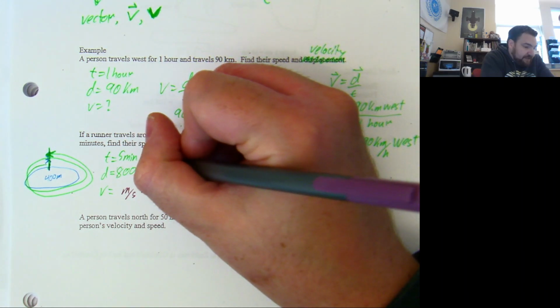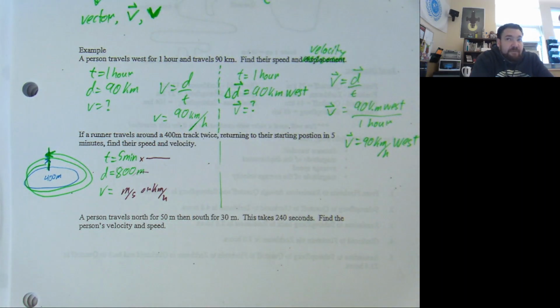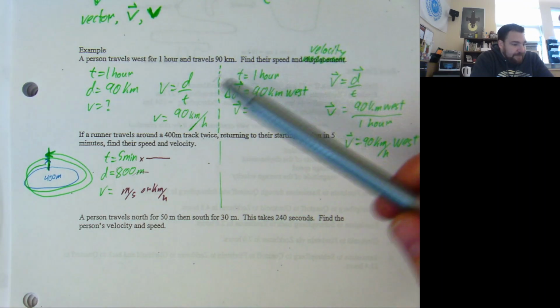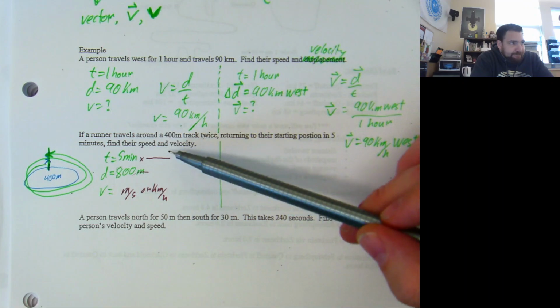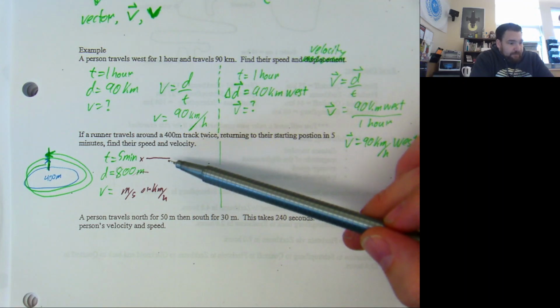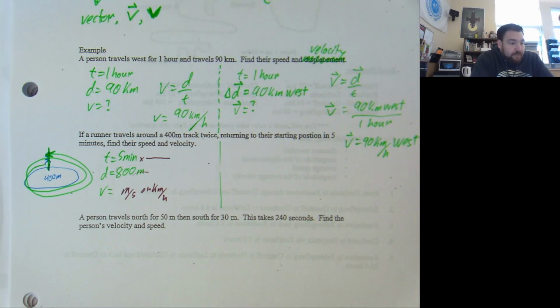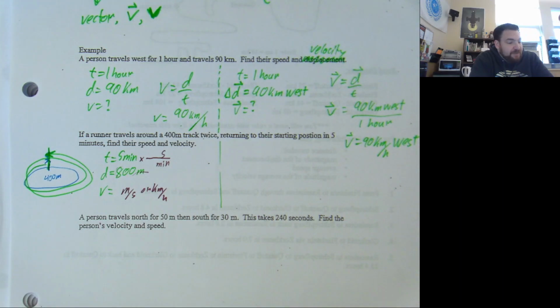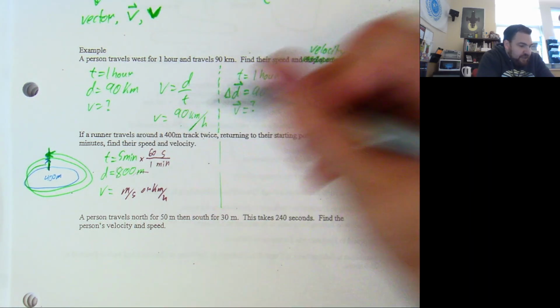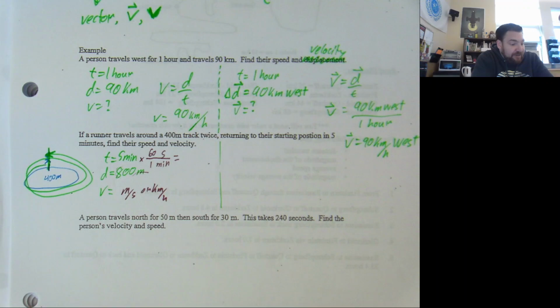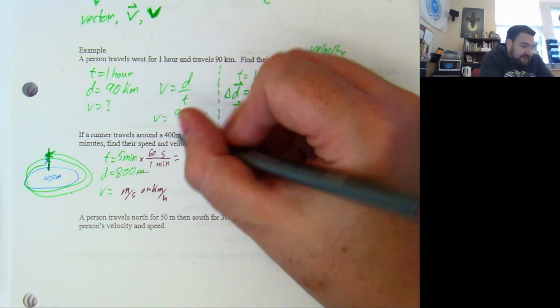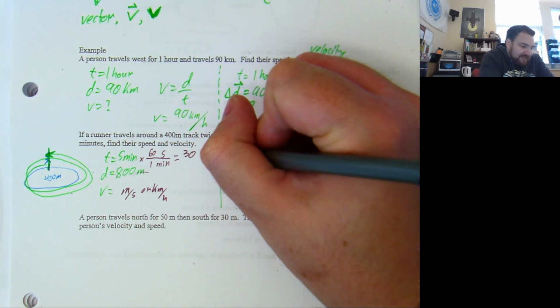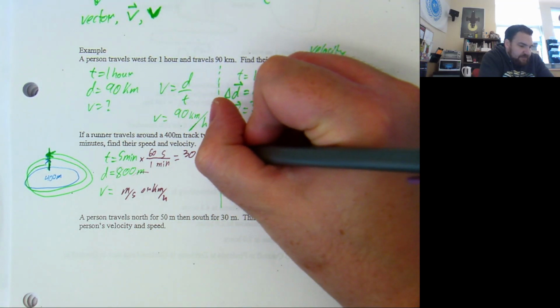How do I convert minutes to seconds? We're going to do what we did before. We're going to put minutes on the bottom because we're going to cancel out those minutes. Seconds is going to go on top, and the relationship is 60 seconds per minute. So the time we're going to use is 5 times 60. Well, 5 times 6 is 30, so 5 times 60 is 300 seconds.